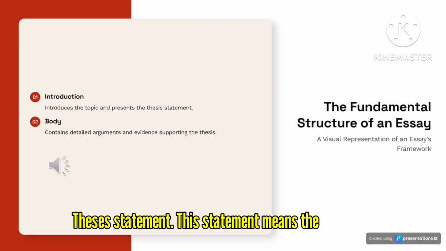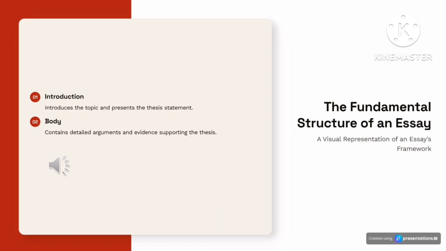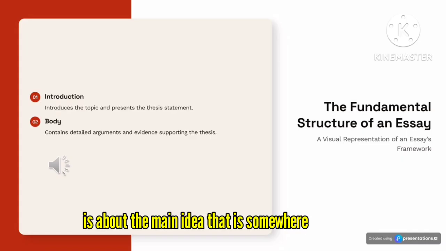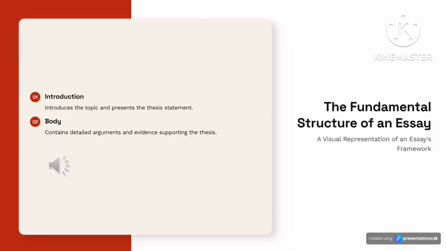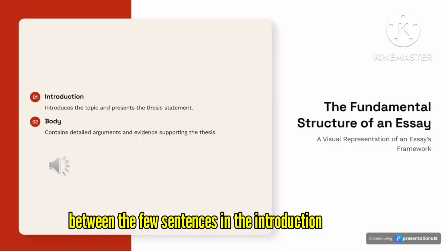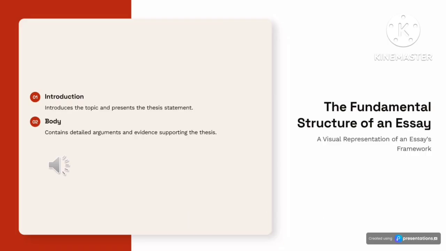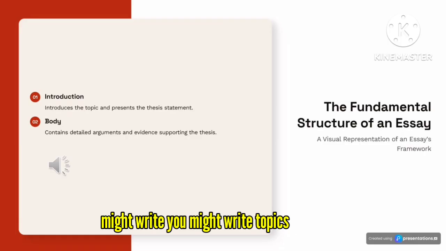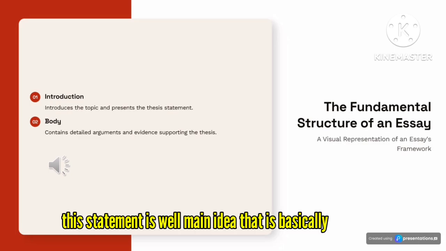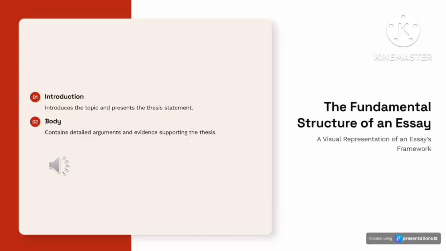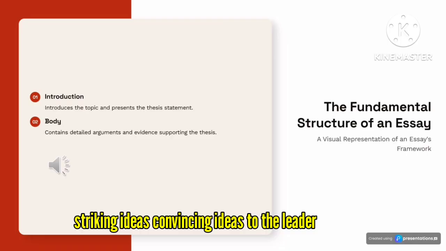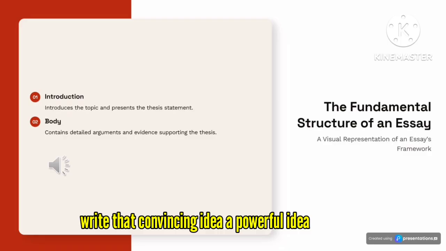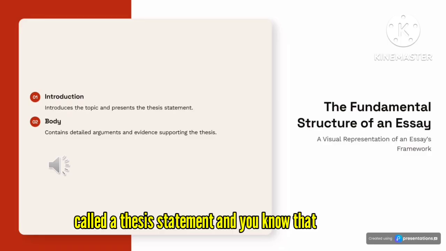Thesis statement means the sentence following the topic sentence. Okay, topic sentence means the first sentence of the paragraph, and thesis statement, of course, is about the main idea that is somewhere within the few sentences in the introduction paragraph. Okay, means after the topic sentence you might write the thesis statement as well, the main idea, that is basically a striking idea, a convincing idea to the reader or to the examiner. You have to write that convincing idea, powerful idea, that idea is basically called a thesis statement.